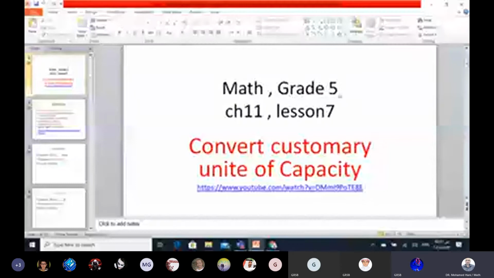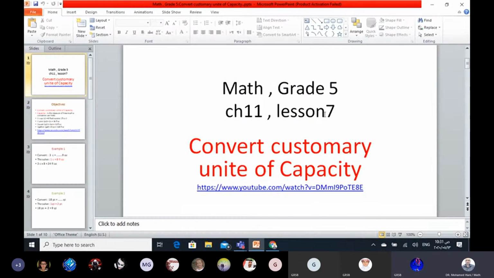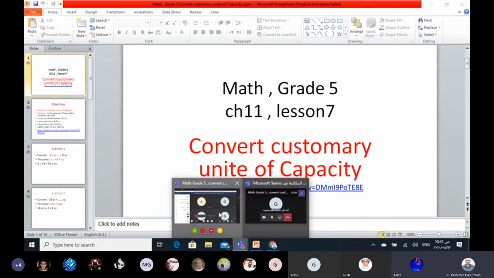Math grade 5. We are in chapter 11, lesson 7. Today we want to learn convert customary unit of capacity. Convert customary unit of capacity.